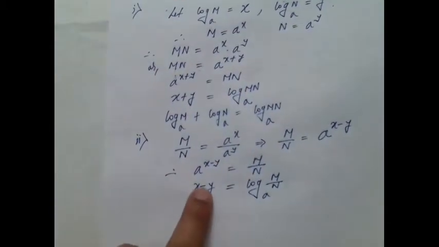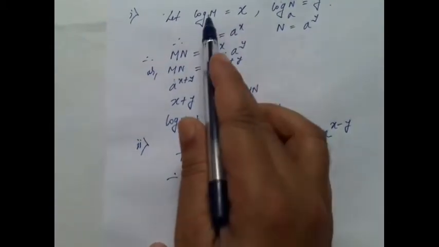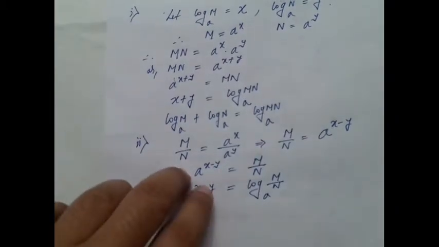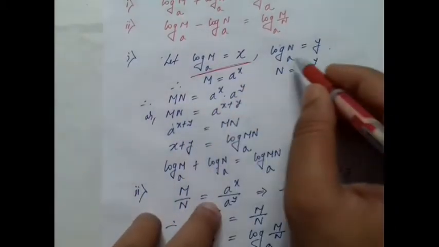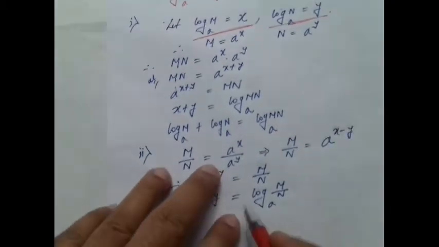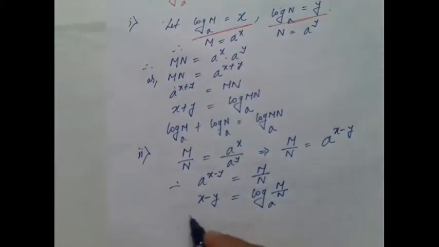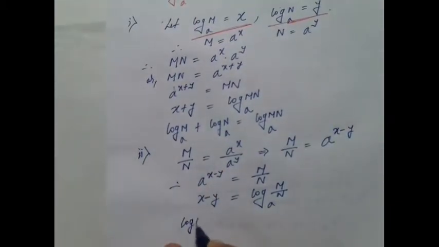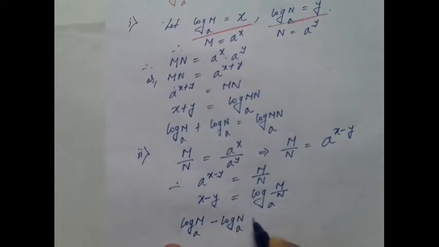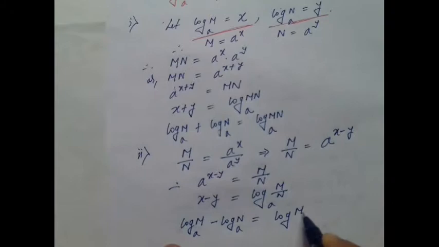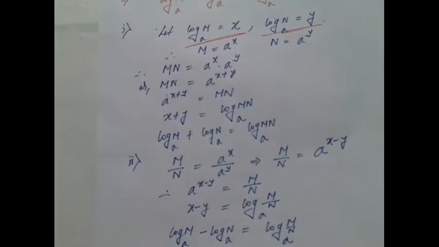Now we have to put the value of x and y. x we have taken as log m to the base a, and y is log n to the base a. So just we have to put them: log m to the base a minus log n to the base a equals log m by n to the base a. So we got this.